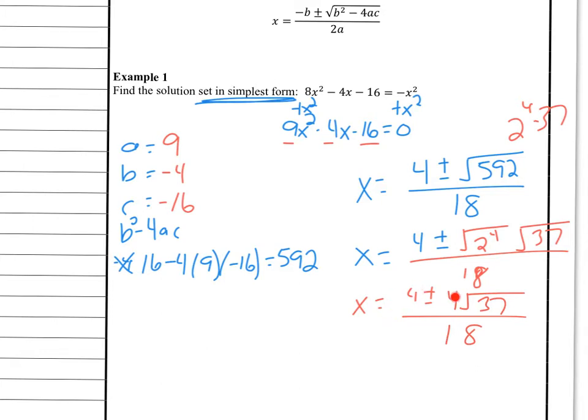I have a 4, and an 18. All of those are even numbers, and I can divide every single one of them by 2. So I'm going to do that, and that will put it into what's called simplest form.